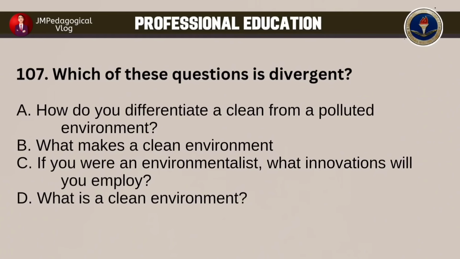107. Which of these questions is divergent? A. How do you differentiate a clean from a polluted environment? B. What makes a clean environment? C. If you were an environmentalist, what innovations will you employ? D. What is a clean environment? C. If you were an environmentalist, what innovations will you employ?